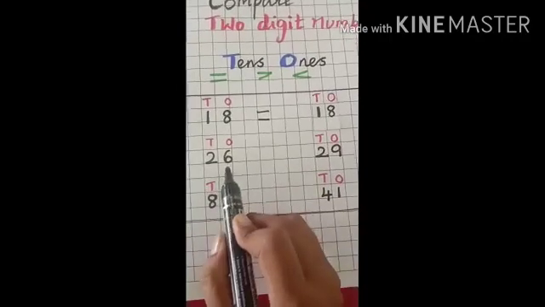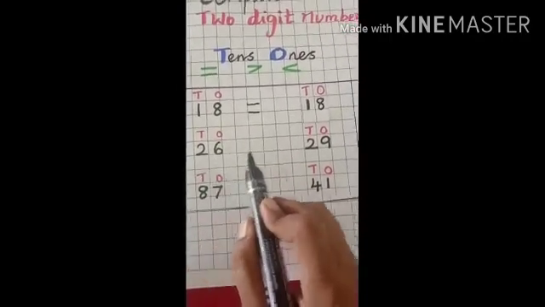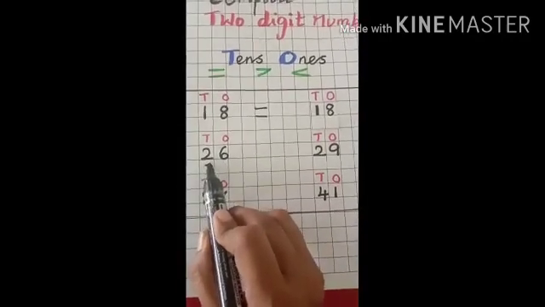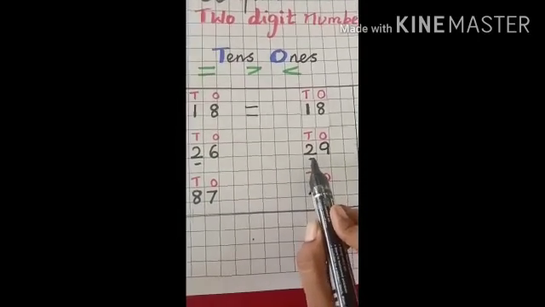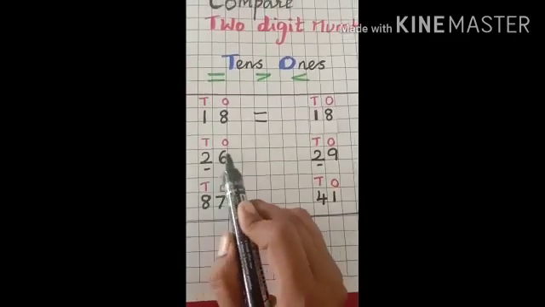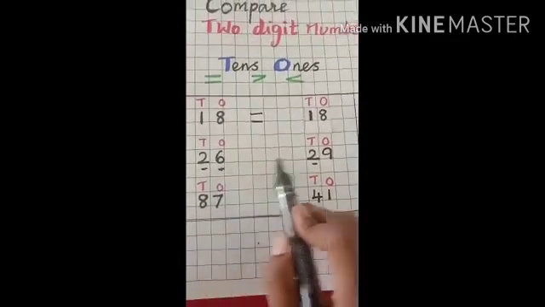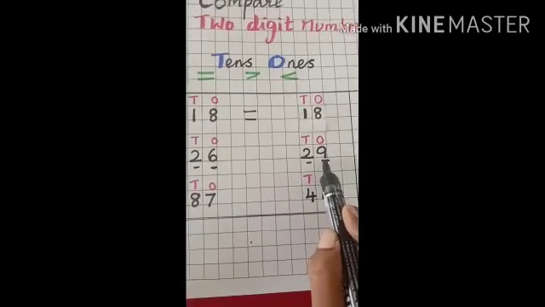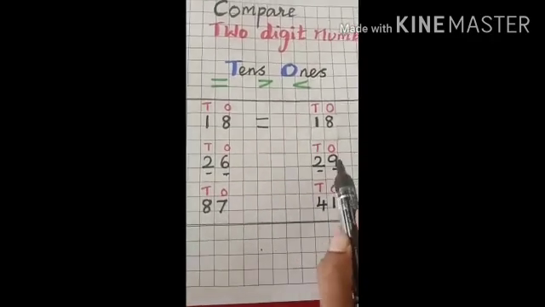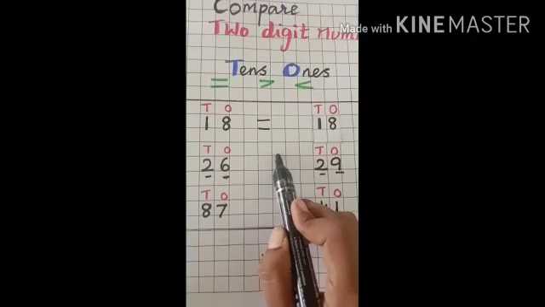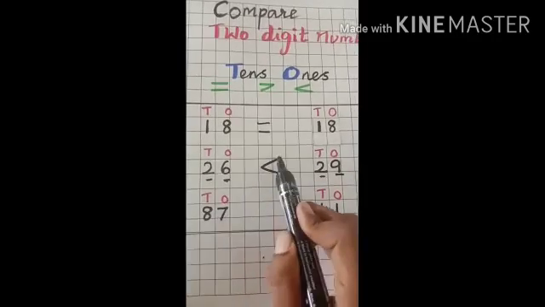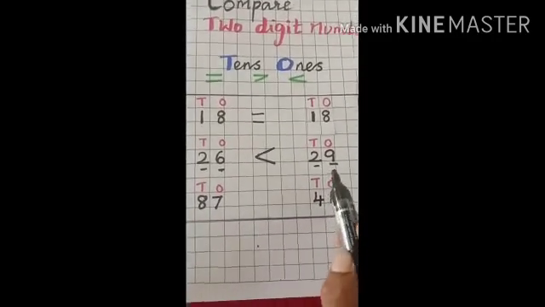Now we are going to the next number. Here we got 26. And there we got 29. Here we are going to compare the first tens place. There also 2, here also 2. So we are jumping to the ones place. Yes, here we got 6 and there we got 9. So which is the greater number? 6 or 9? Yes, 9 is the greater number. So the crocodile mouth open towards the greater number. 29. 26 is less than 29.